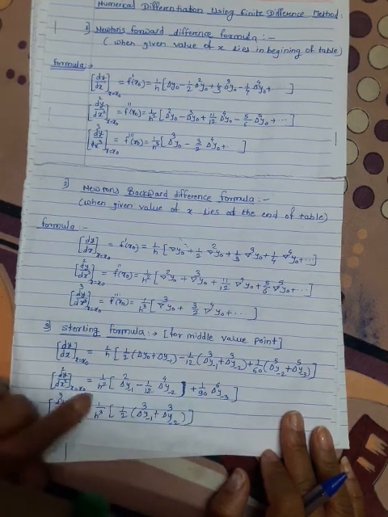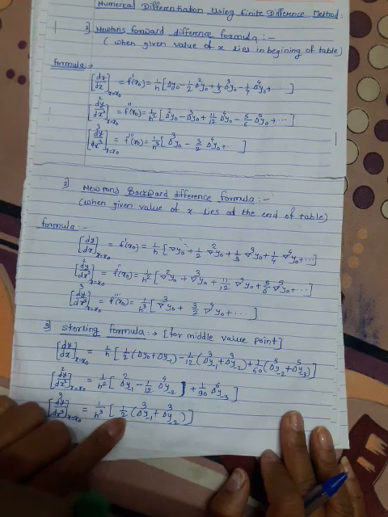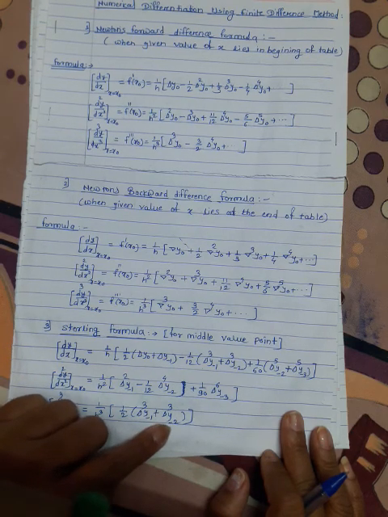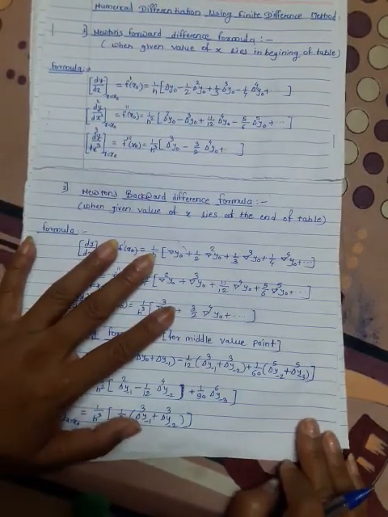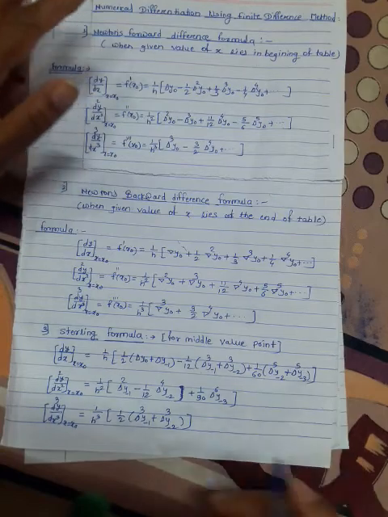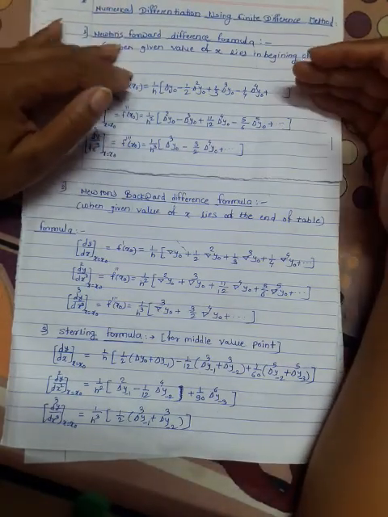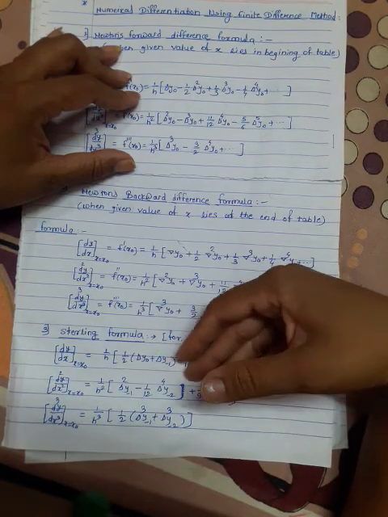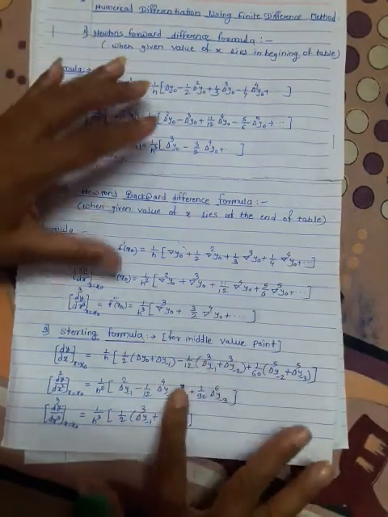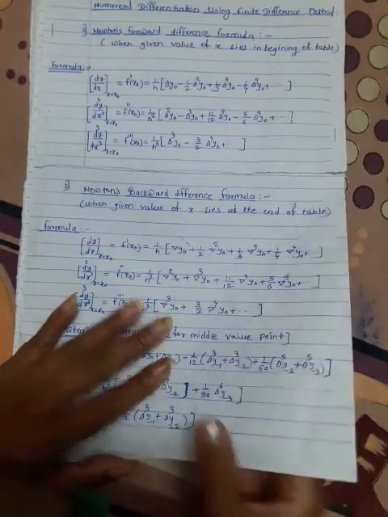And for the third derivative, 1 upon h cube times [1 by half] del cube y minus 1 plus del cube y minus 2. These are three different sets of formulas for different values of x, depending on whether they lie at the beginning of the table, at the end of the table, or exactly in the middle or near the middle of the table. Let us see an example that depends on these formulas.